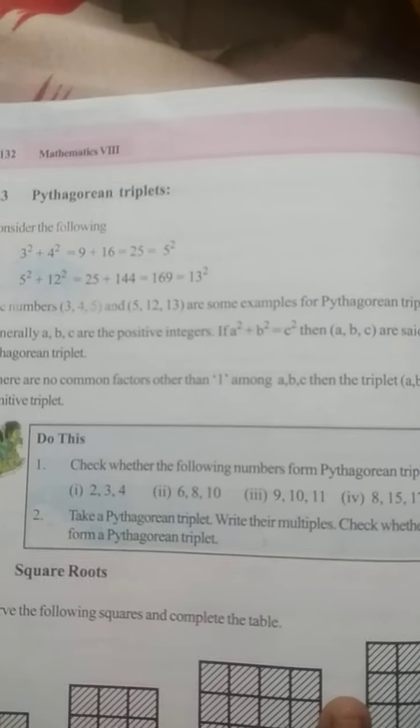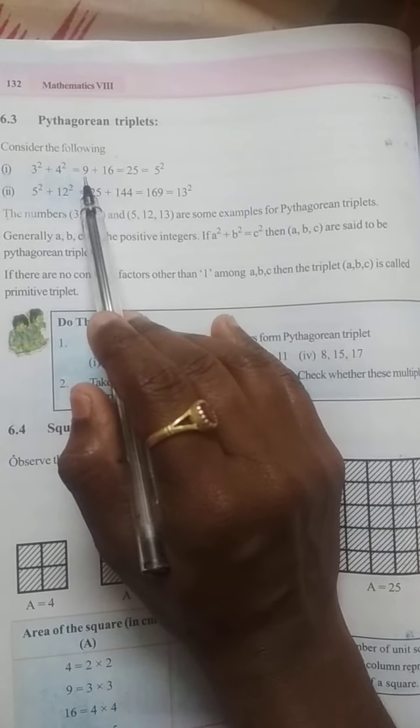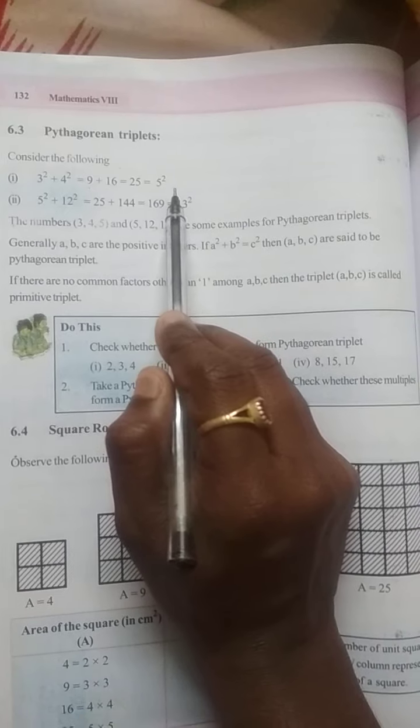Students will continue square roots and cube roots. Pythagorean triplets. Consider the following: 3 square plus 4 square. 3 square is 9, 4 square is 16. The total, if you add, is 25, which is 5 square.